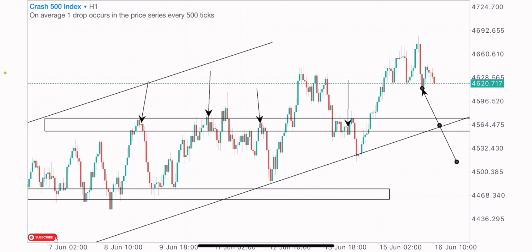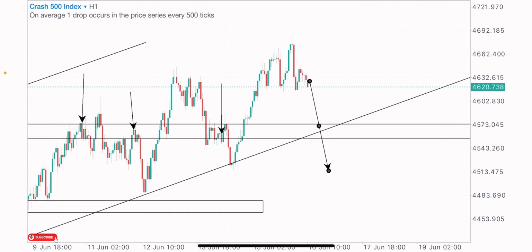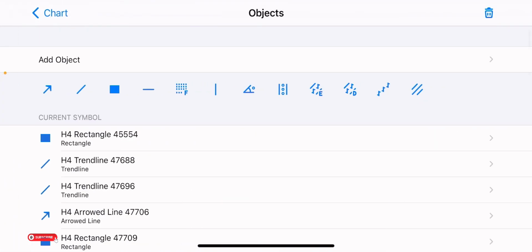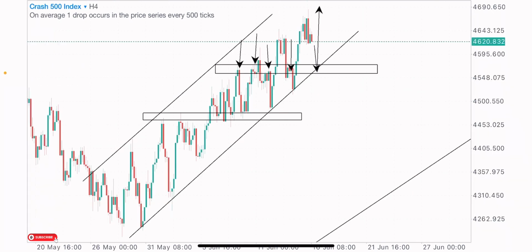So if the market can sell into this zone, I'm personally waiting for price to sell into this point for the buys. So I'm looking to buy this index today. I'm looking to buy Crash 500 index today. So if I can get price selling into that zone, I'm looking for a good buy opportunity. And I will give you guys an update on how this trade played out.